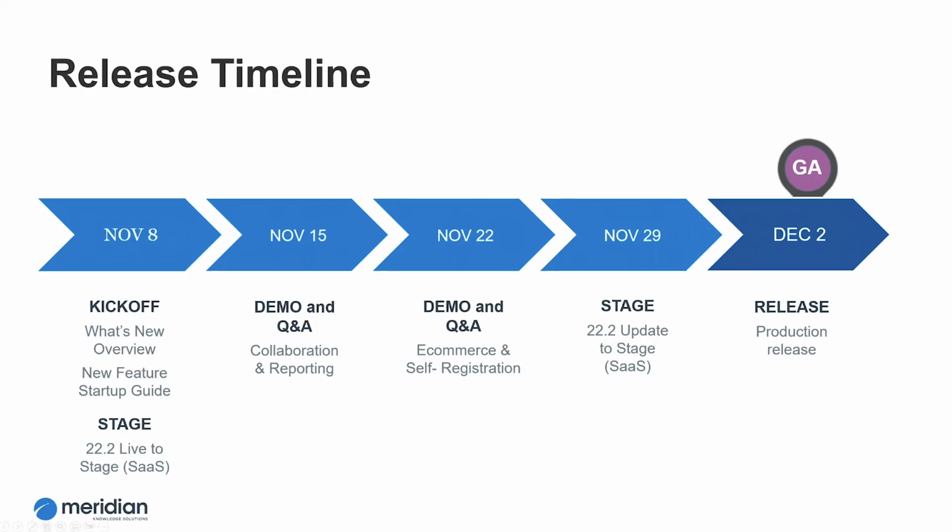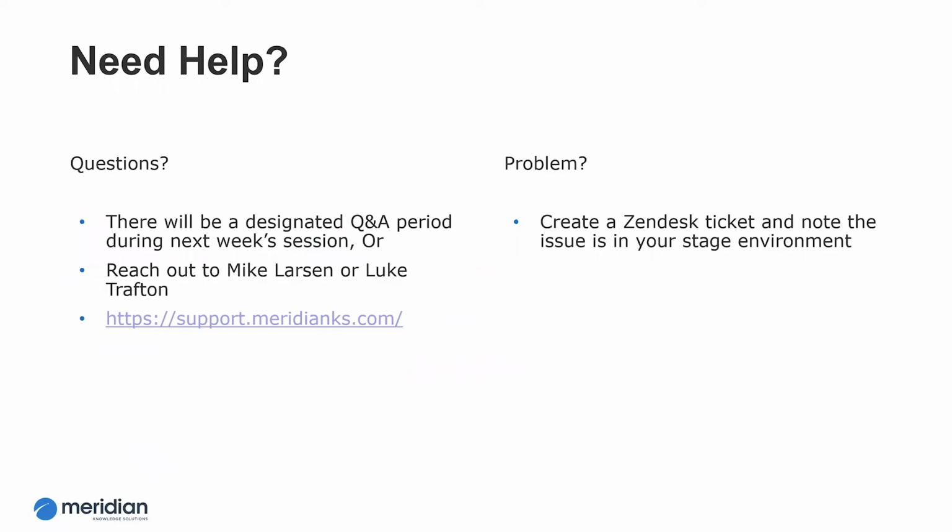Should you need any help or encounter any issues, next week we're going to set aside time for questions. But feel free to reach out prior to that to your CSM. You can create a Zendesk ticket if you actually have an issue. If you do, we do ask that you note that it's happening in your stage environment as opposed to your production environment. That'll help us to triage that ticket a little bit better.